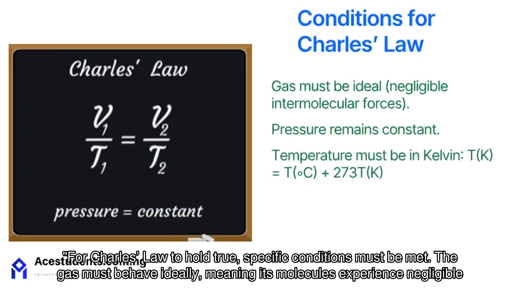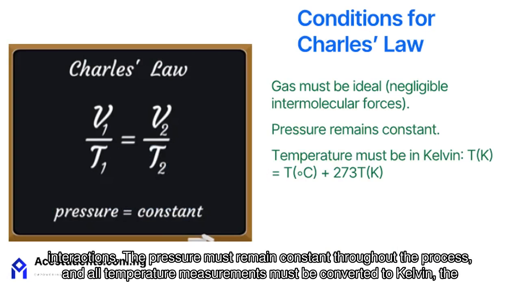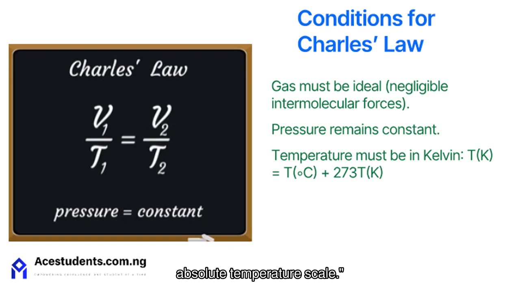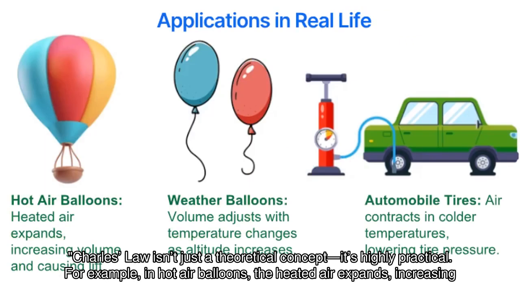For Charles's Law to hold true, specific conditions must be met. The gas must behave ideally, meaning its molecules experience negligible interactions. The pressure must remain constant throughout the process, and all temperature measurements must be converted to Kelvin, the absolute temperature scale. Charles's Law isn't just a theoretical concept, it's highly practical.